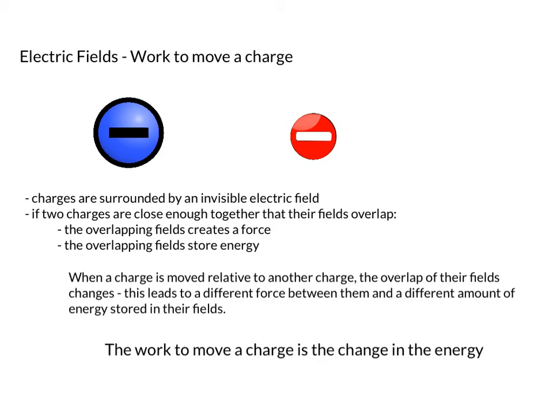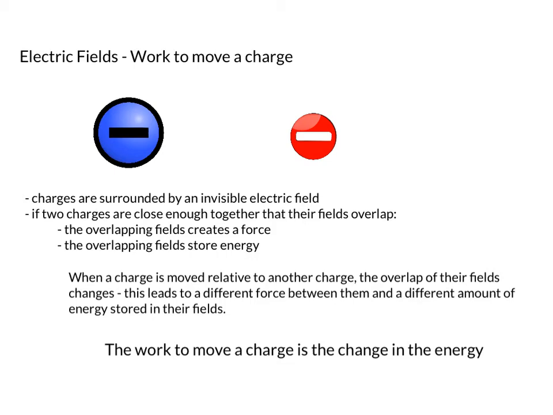Any object with charge is surrounded by an invisible electric field. We picture the invisible electric field by imagining what that charged object would do to a positive 1 coulomb. A negative charge would attract the positive 1 coulomb, so we say the electric field around a negative charge is always towards that charge.